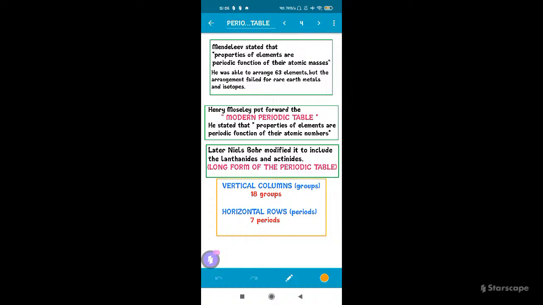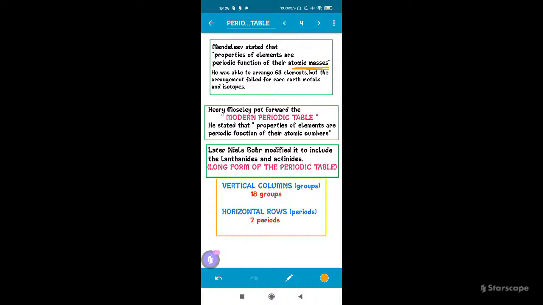He was able to arrange 63 elements which were available at that time, based on their similar physical and chemical properties. So he arranged based on their atomic mass. This is a very important differentiation between Mendeleev's periodic table and the modern periodic table. So Mendeleev arranged his elements on the basis of their atomic masses.